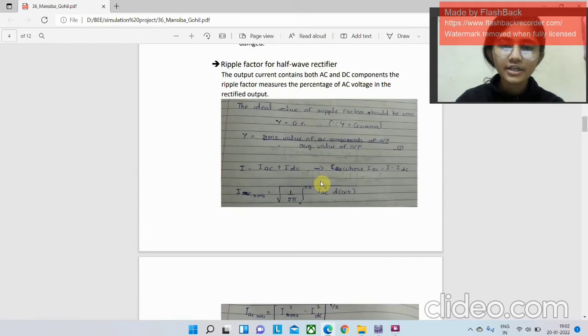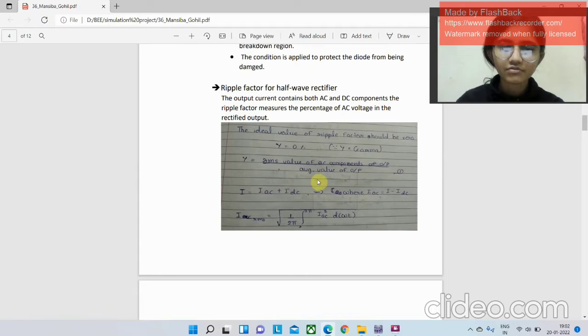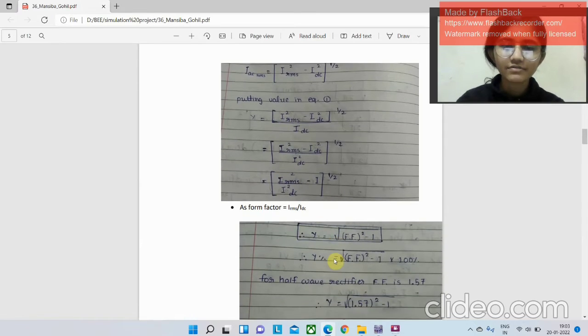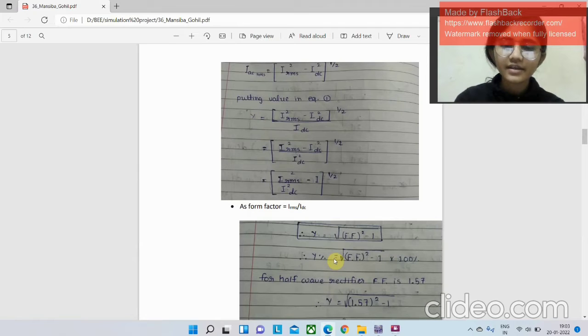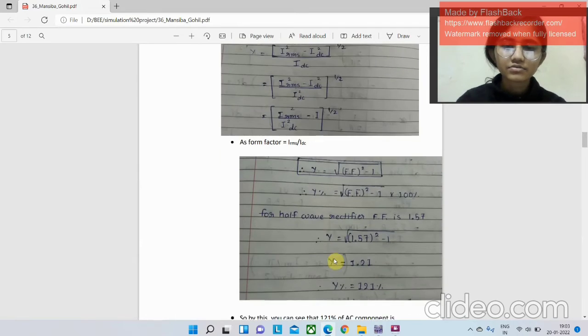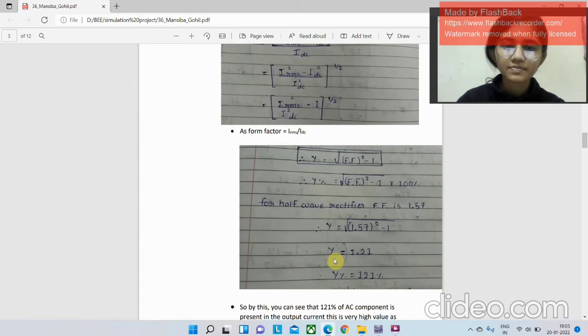Now, putting this value in the first equation for gamma, we get the square root of I square RMS by I square DC minus 1. As we know, the form factor is I RMS by IDC. We can replace it in the formula. Then we will have gamma equal to the square root of F.F. whole square minus 1.